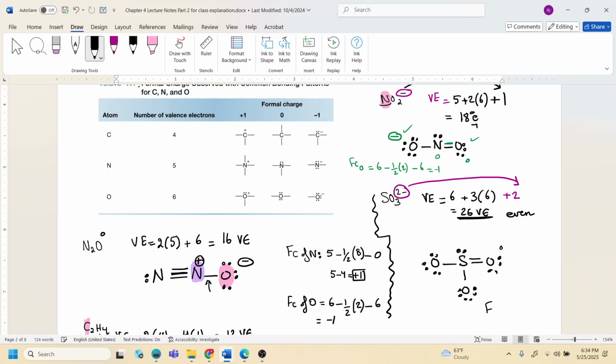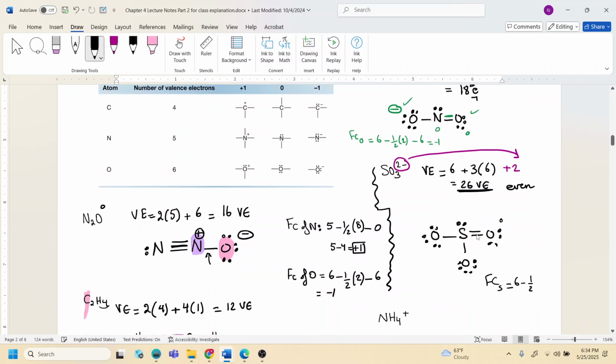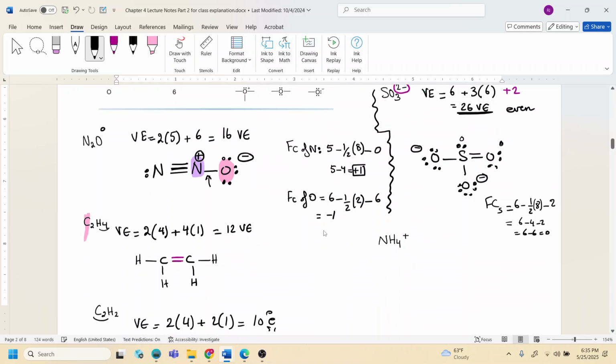Let's check the formal charge of the sulfur in there. That is going to be 6 minus half the shared. The shared is going to be 1, 2, 3, 4, 5, 6, 7, 8, minus the unshared, which is equal to 2. So this is going to be 6 minus 4 minus 2. So 6 minus 6, that is equal to 0. So the sulfur here is 0, the oxygen is 0, and each of these oxygens is a negative 1. So you have to put it as negative, and this is your Lewis structure for the sulfite ion.